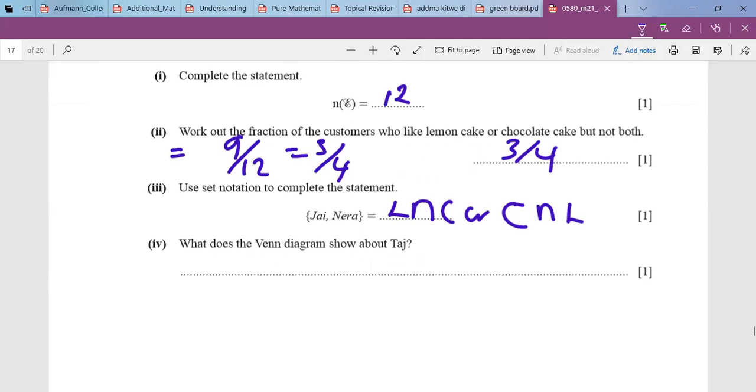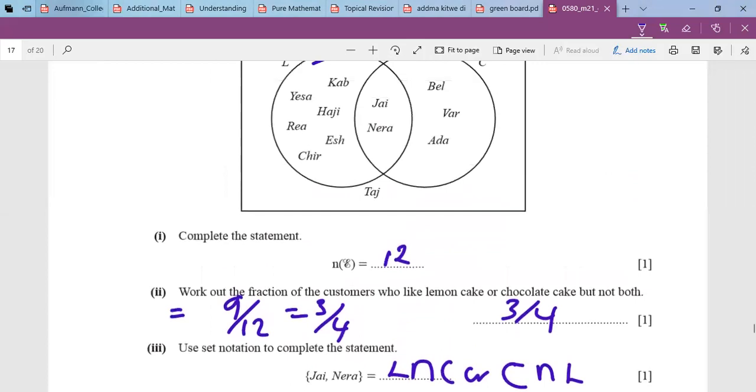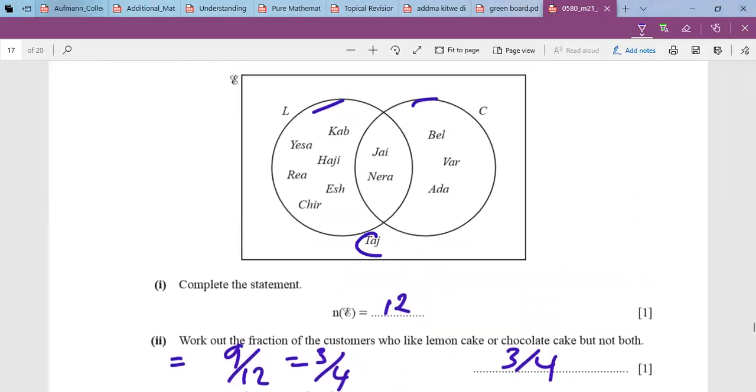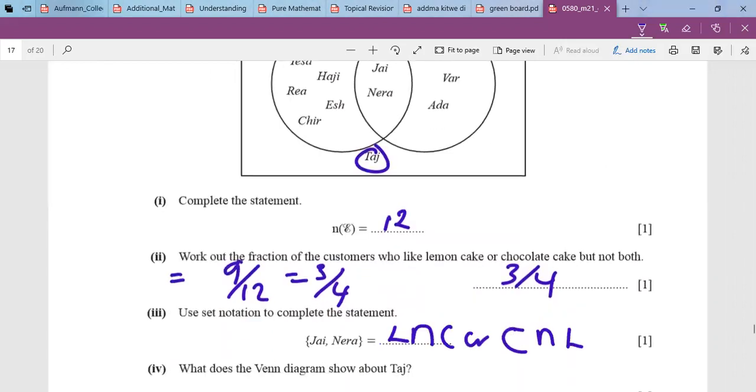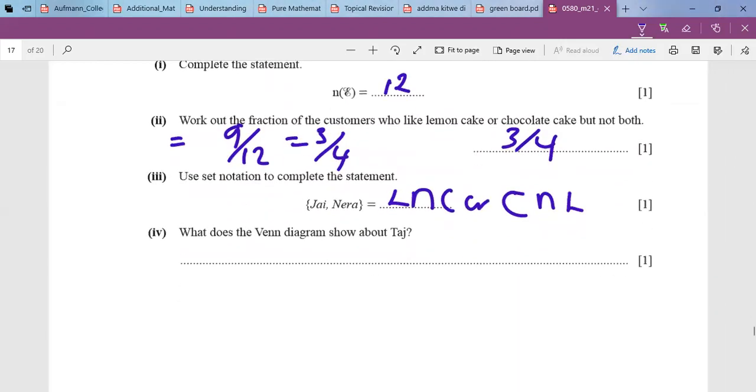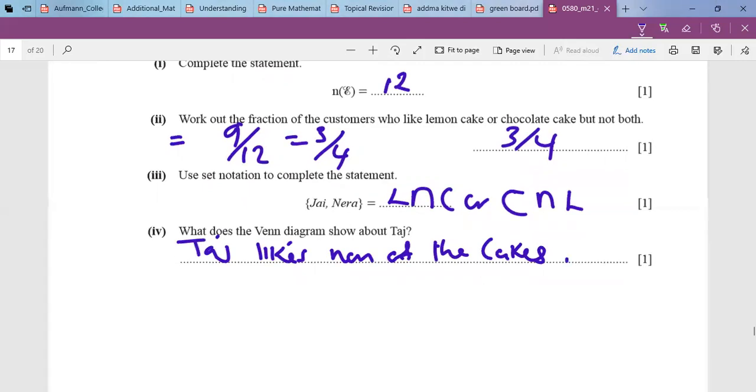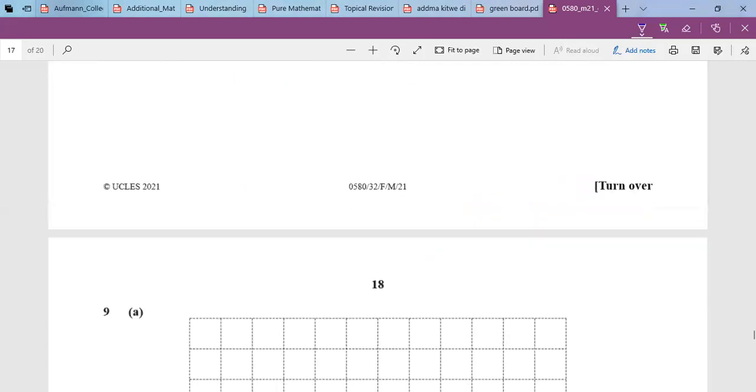What does the Venn diagram show about Taj? Taj does not like any of these cakes. So in short, Taj likes none of the cakes. Or he does not like any of those cakes. All right, that's what it means. Okay, let's go to the next question.